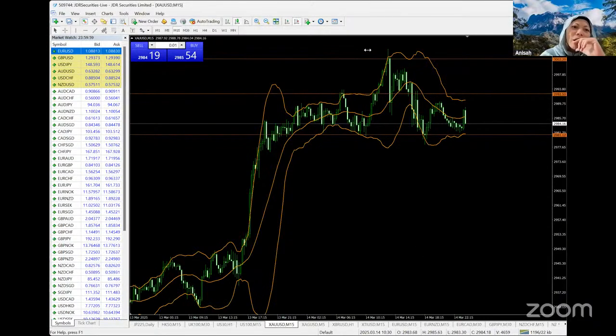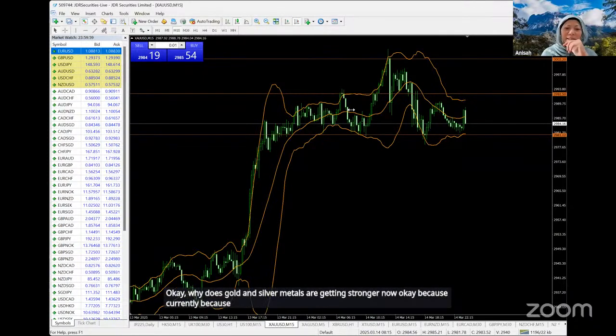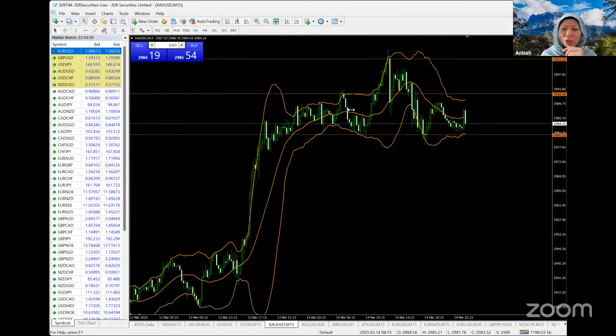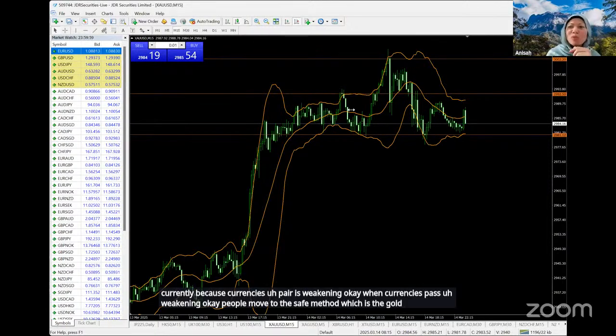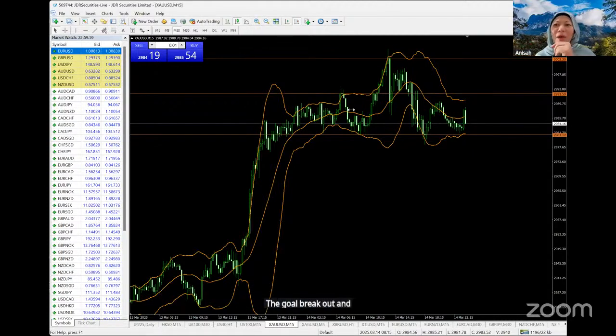Why are gold and silver getting stronger now? Because currency pairs are weakening. When currency pairs are weakening, people move to the safe metals, which are gold and silver. So that's why we see gold break out and make an all-time high of 3,005 here.